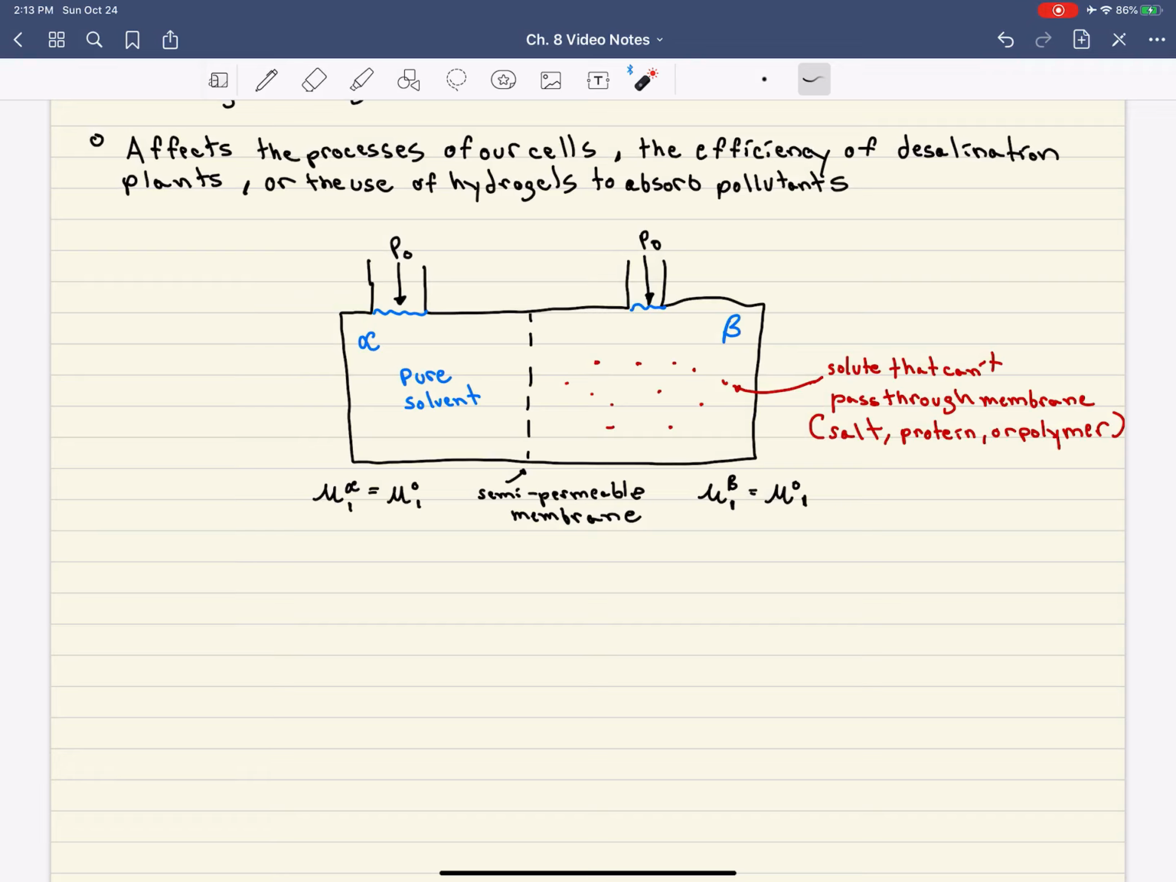In any case, when we add solute to the beta compartment, we're going to change its chemical potential. So instead of being just equal to the pure species, it's now going to have an RT ln X1 term there, where once again this X1 refers to the solvent. Now this is important because even just mathematically, we know that the mole fraction is a value that's less than 1. And so if we have something that's smaller than 1 inside the natural log, that makes the natural log negative. And so this term here is negative.